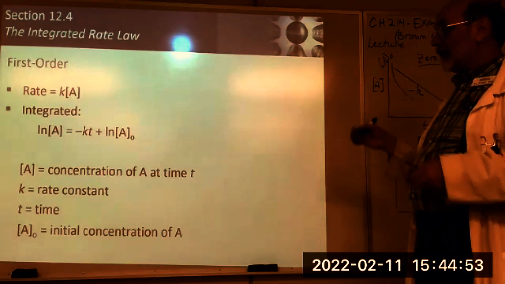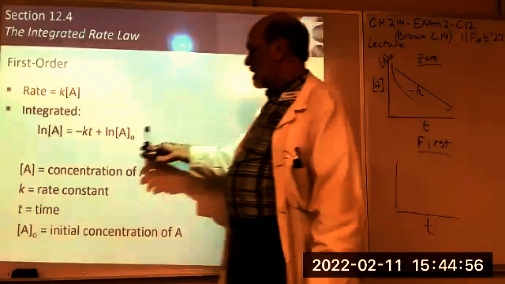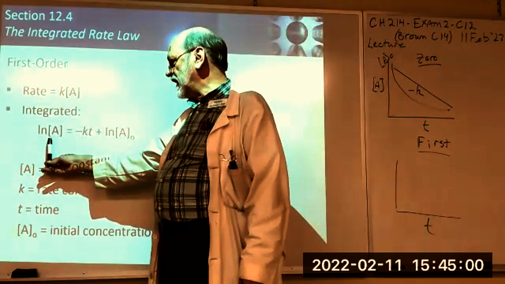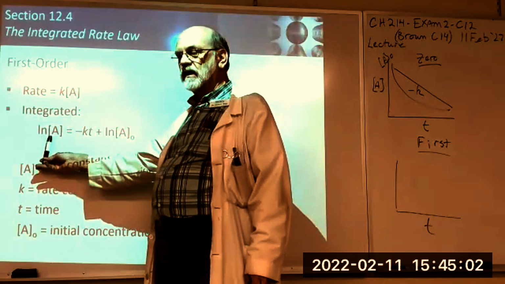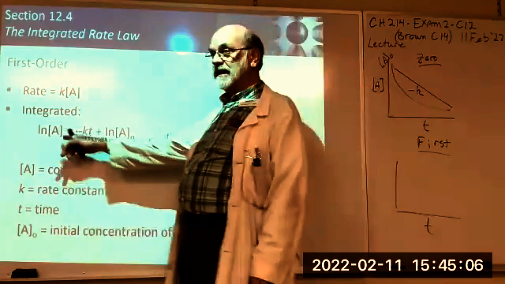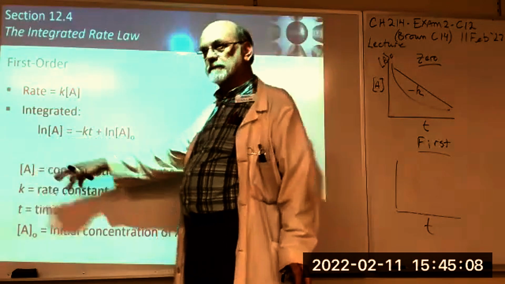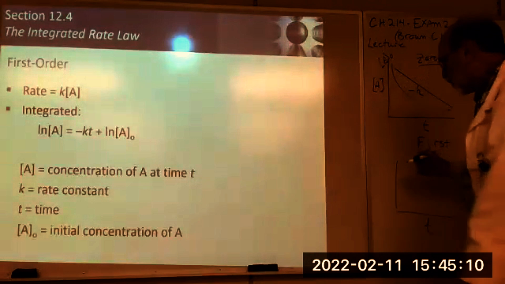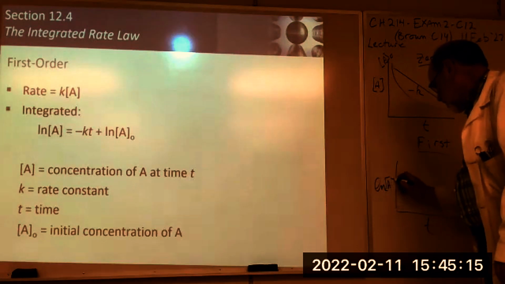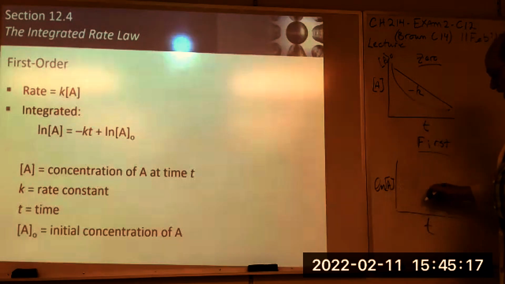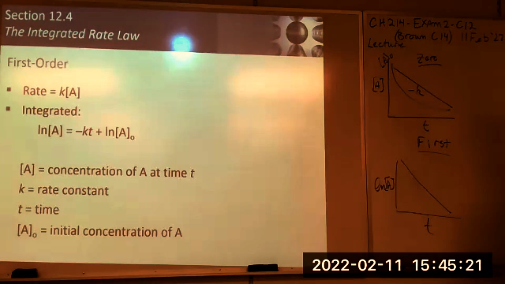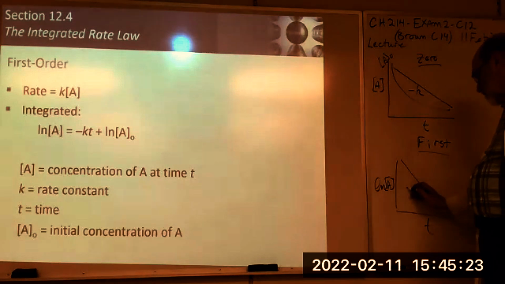When we integrate this rate law, we get a linear equation if we transform the A into natural log of A. That's not the common log, that's Ln with the base e. So if you plot the natural log of A, you get a straight line with a slope of negative K.